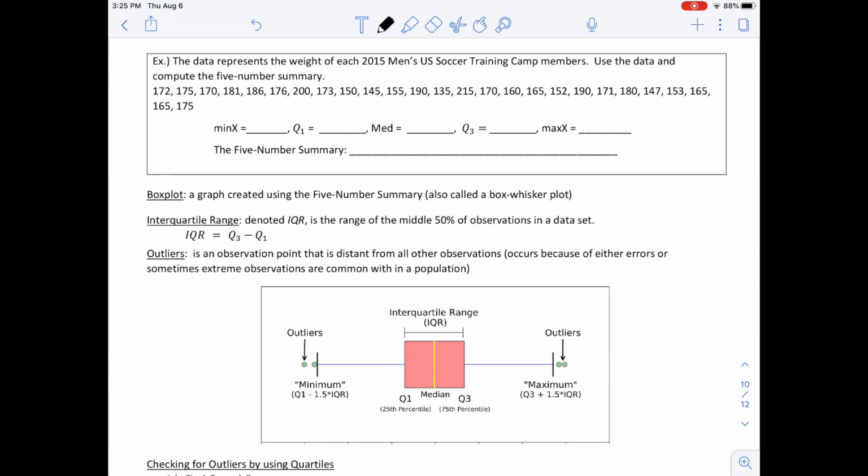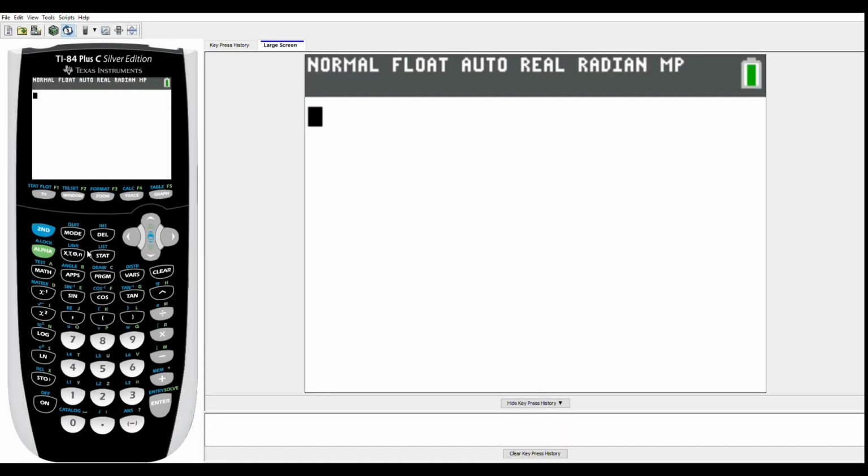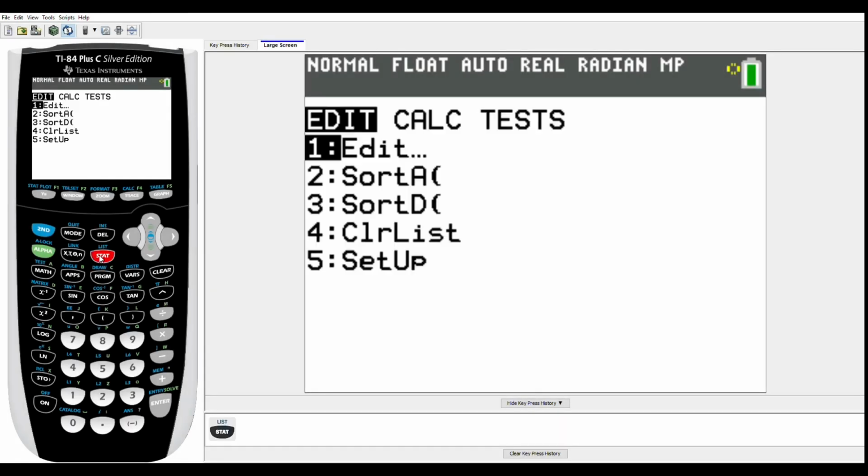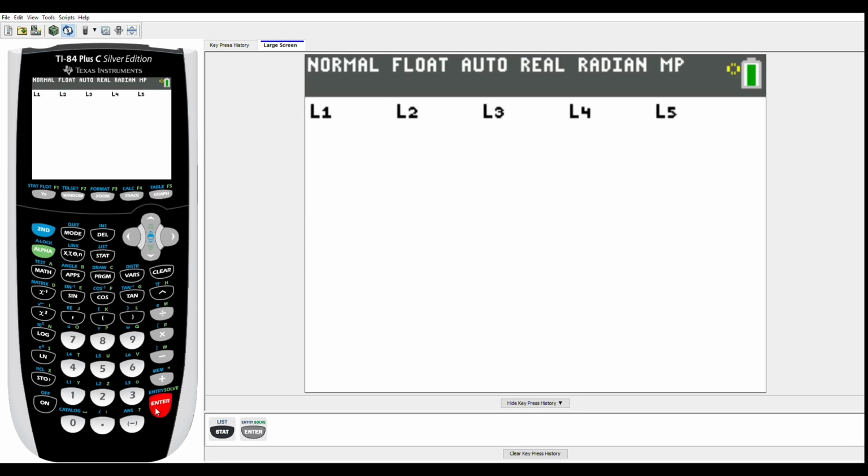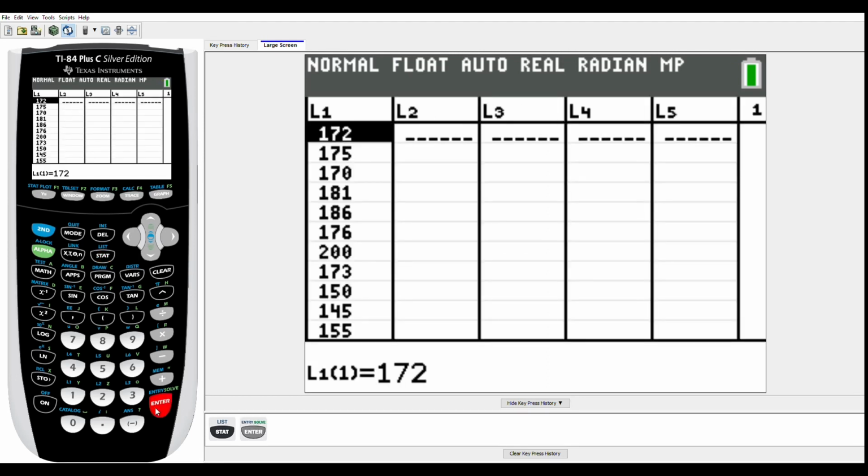The next example says the data represents the weights of each 2015 men's U.S. soccer training camp member. Use the data and compute the 5-number summary. So the first thing that you're going to need to do is input all of these values into L1 on your calculator. On your calculator, you're going to go to Stat, to Edit, select Enter, and enter in all of the raw data into L1.